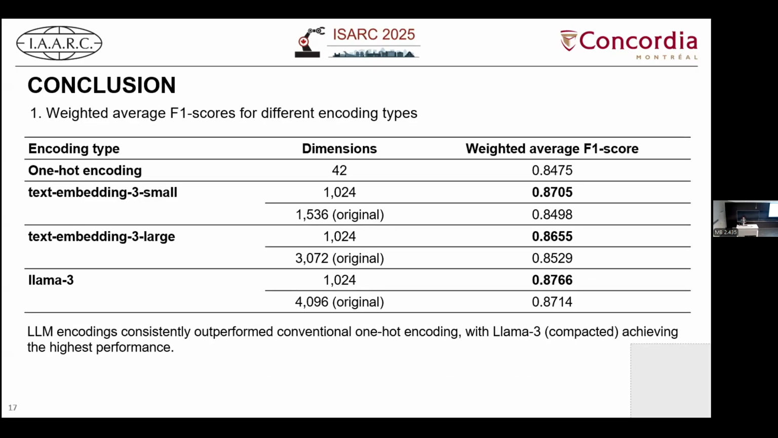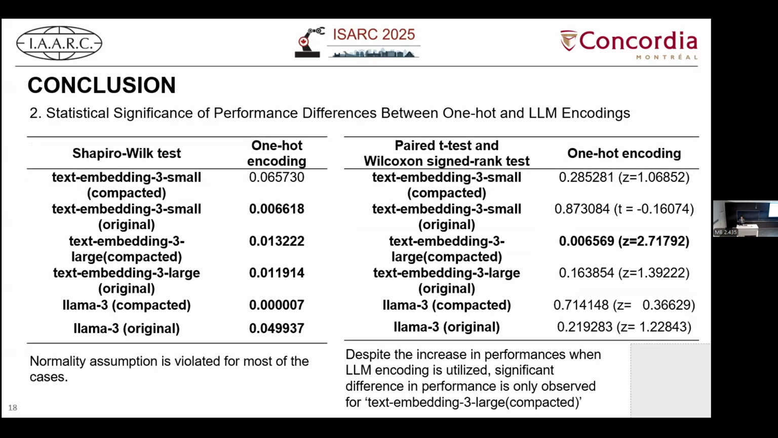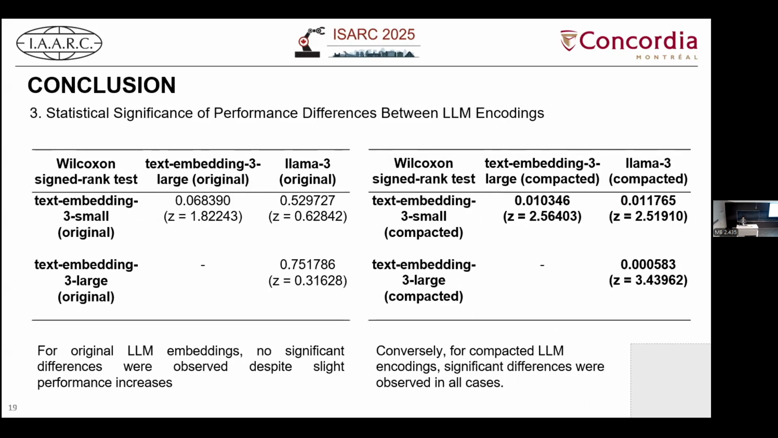The research shows that utilizing LLM embedding consistently increased the performance compared to conventional one-hot encoding in all cases. But what we found was that the compacted dimension ones always work better. I will explain it later. When we did the statistical analysis, we only found one case, where the OpenAI text embedding 3 large compacted version was used, that was identified as a significant increase, but still the performance increased slightly for all cases.